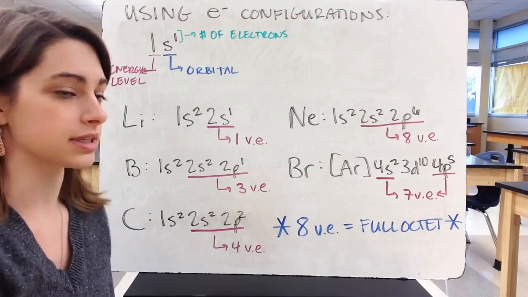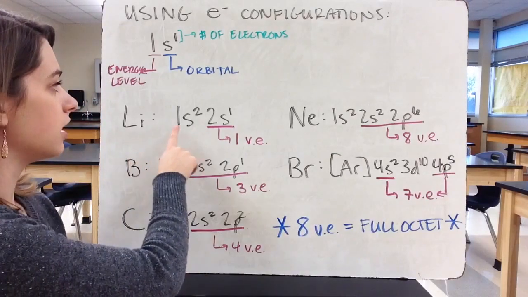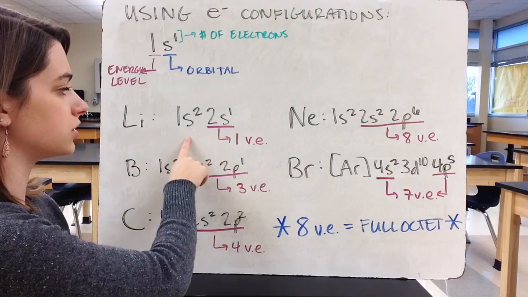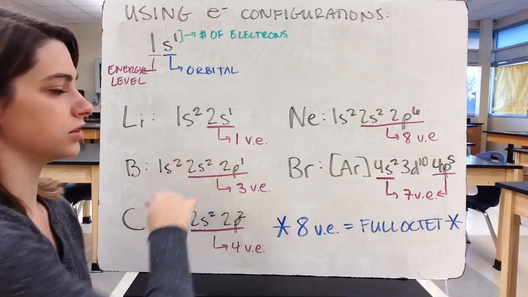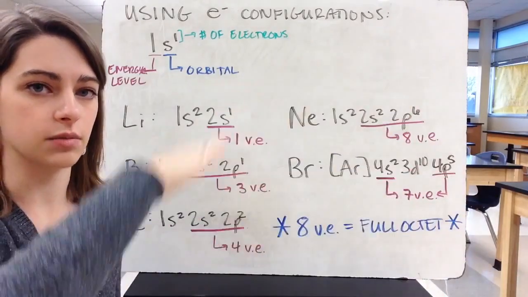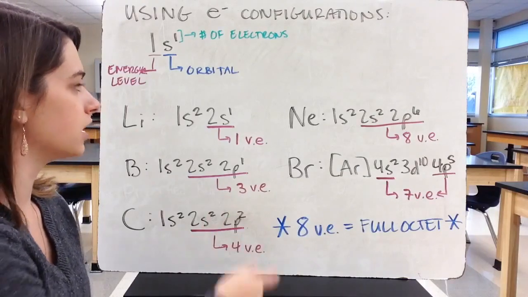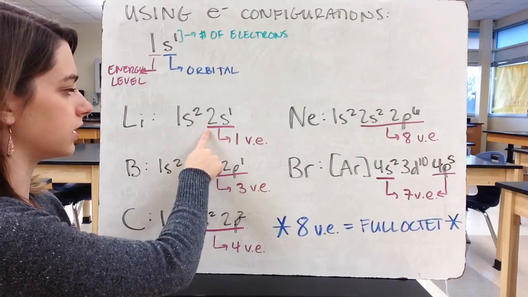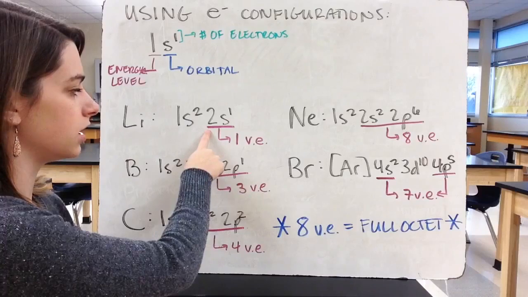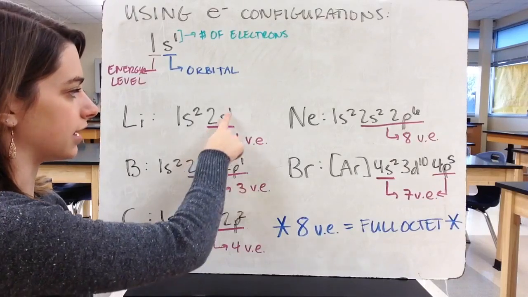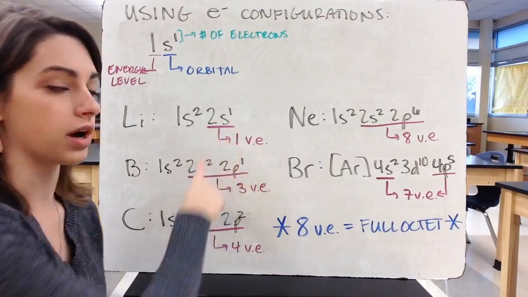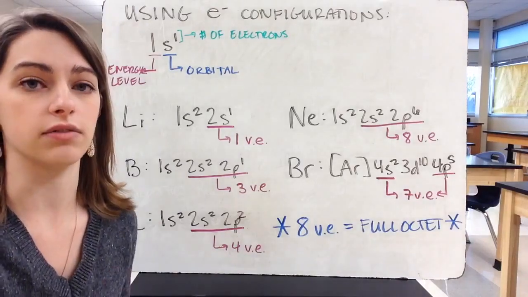So let's walk through some examples. Lithium's electron configuration is 1s2, 2s1. So we go across the 1s2 and then we hit down to lithium, and lithium is in the 2s and it's in the first spot. So we find the highest energy level is 2. We count how many electrons are in there, and there's 1. So we'd say that lithium has 1 valence electron.